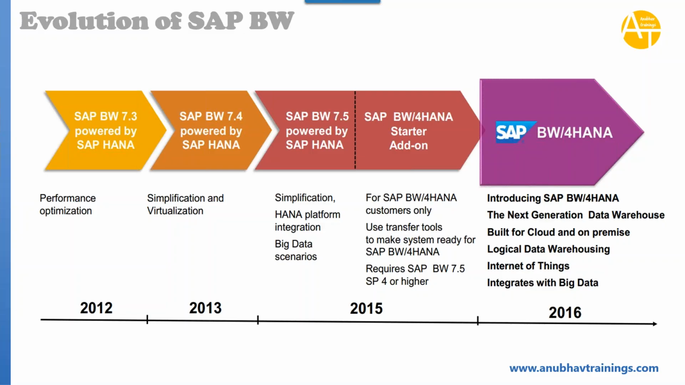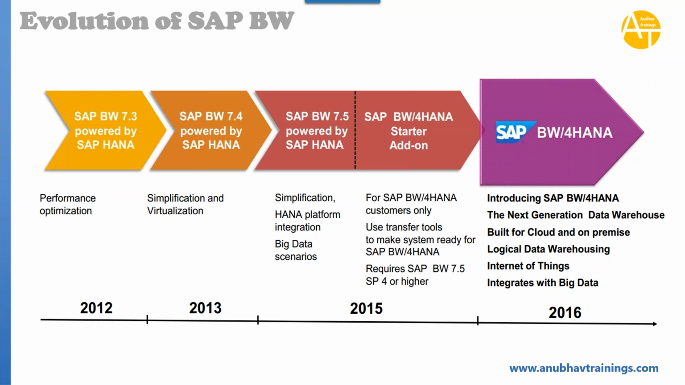So that is the history of how the BW or SAP data warehouse solution evolved over time. Now we have two different solutions at the moment. If a customer, let's say I am a customer like Colgate or Nestle or HUL, and I want to implement SAP BW, I go to SAP and say, hey, what are the options I have? SAP will give you two options.